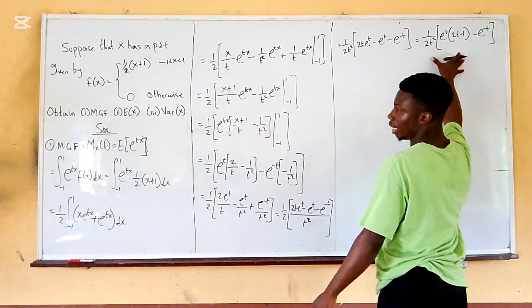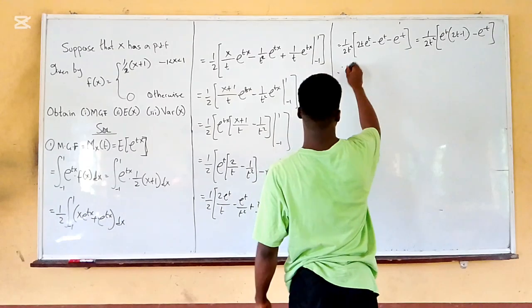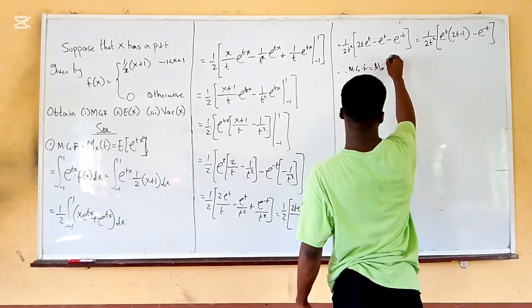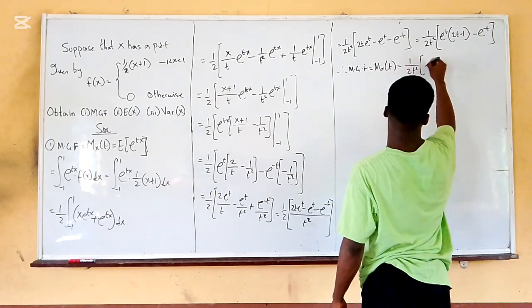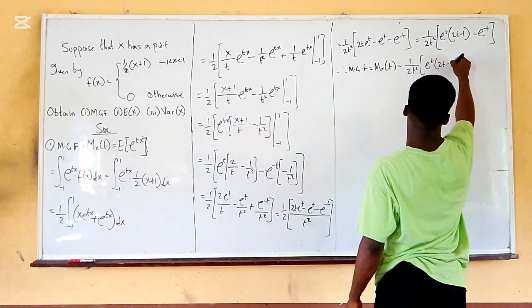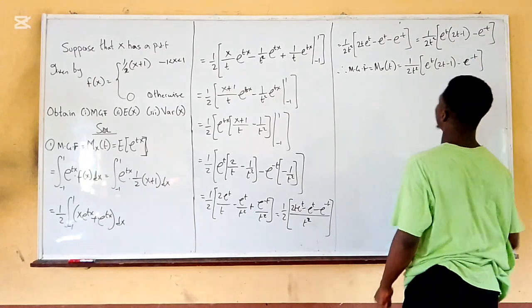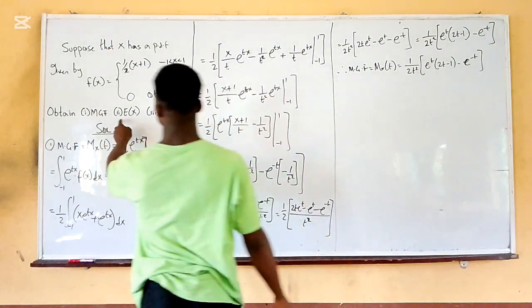Now, this is my MGF. This is my M_X(t). That's it. Therefore, my MGF, M_X(t), is equal to 1 over 2t squared, into bracket, e^t(2t − 1) minus e^(−t). This is my MGF. Now, question number 2 says E of x.